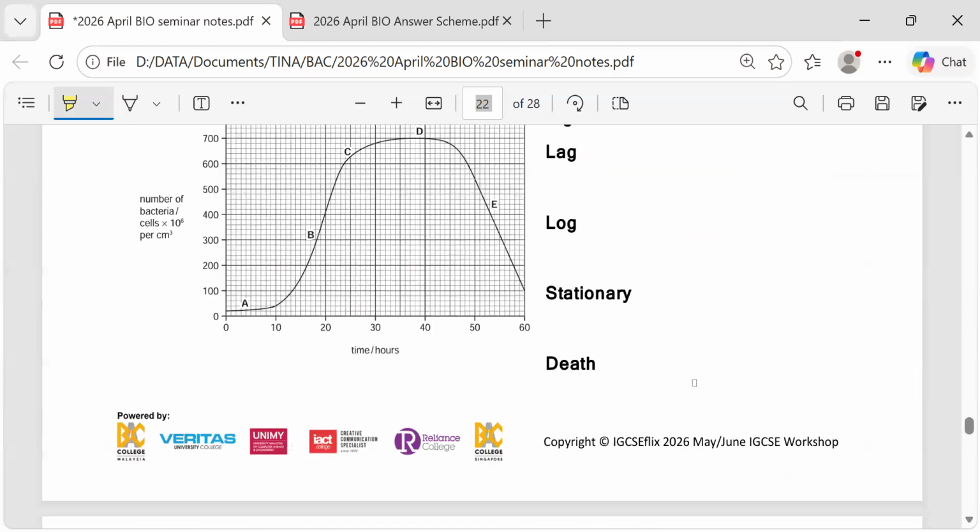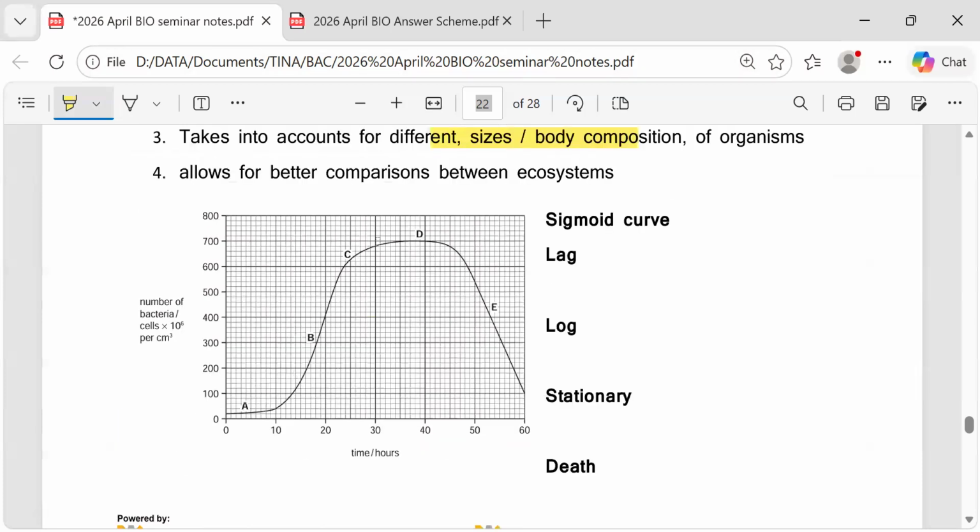Sigmoid curve, remember or not? Lag, log, stationary, death. You must be able to explain what happens where.